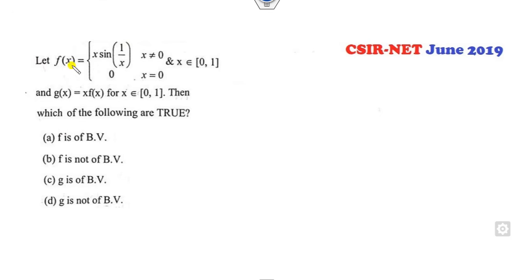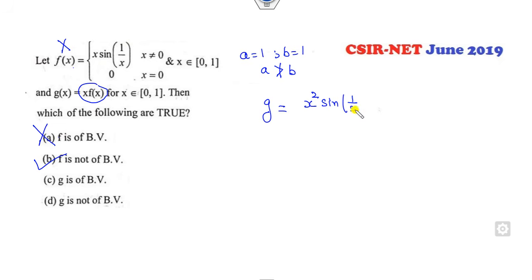Look at this another one. Okay, now you can see what is the A? 1, B is 1. So A is not greater than B. So F is not bounded variation. This is correct. G. What is my G? X into Fx. So that is x square sine 1 over x. So clearly 2 is greater than 1. So therefore it is a bounded variation. So G is a bounded variation. B and C are my correct answers.